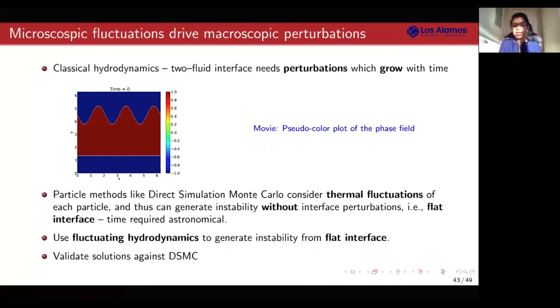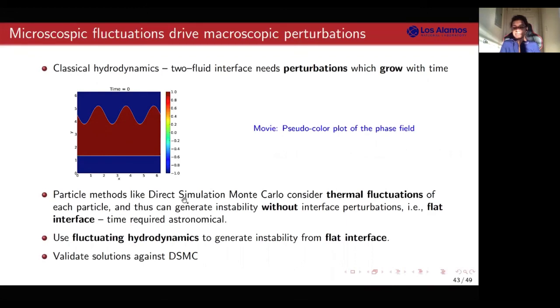And I will end with one more future research plan. This project is very interesting to me, and in here I want to study microscopic fluctuations which drive macroscopic perturbations. Because we know in classical hydrodynamics, we need to provide a macroscopic perturbation to a fluid interface for the instability to grow. That is, it should have a finite amplitude for the instability to grow into turbulence.